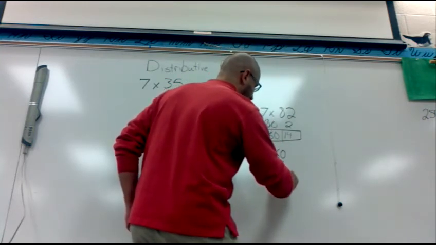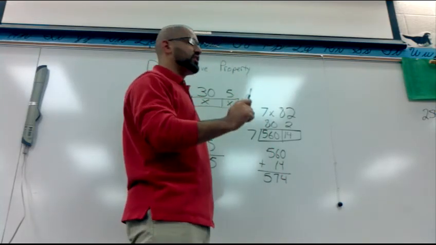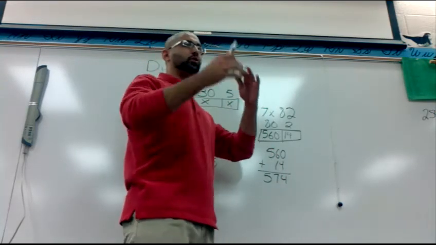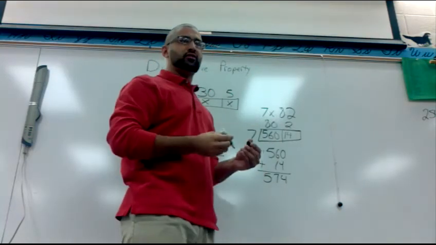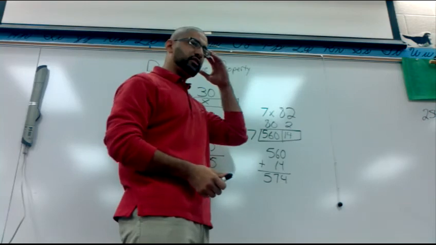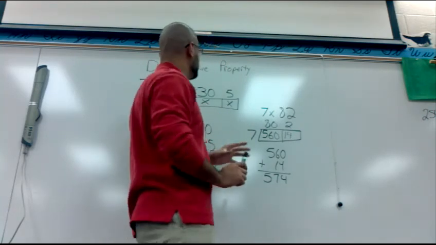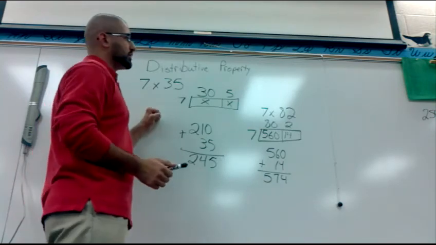4, 7, 5. The reason I like them to do that is because when we really get into the mode of it, and they're going to have to regroup, because they have too many in a tens place or a ones place, if they don't start doing it like this, they're going to think they can do it all in their head, and that's how we get mixed up. Well, that is the distributive property of multiplication.